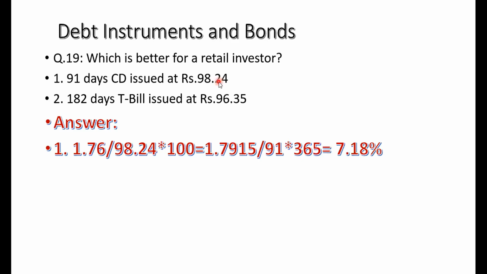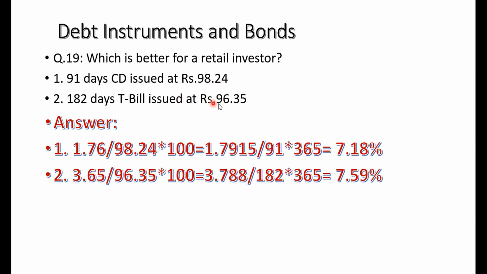What is the income he is getting? 98.24 if we invest today, 100 rupees. 100 rupees they will not tell. You have to assume face value is 100. So 100 minus 98.24, how much, boss? 1.76. Divided by how much is invested? 98.24. So like that. Okay, next one.